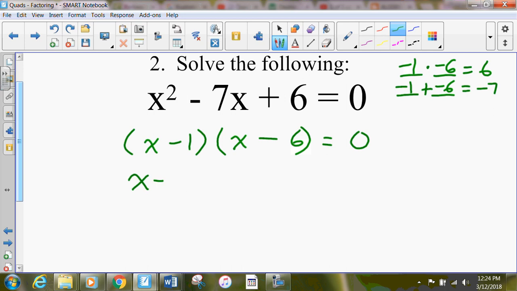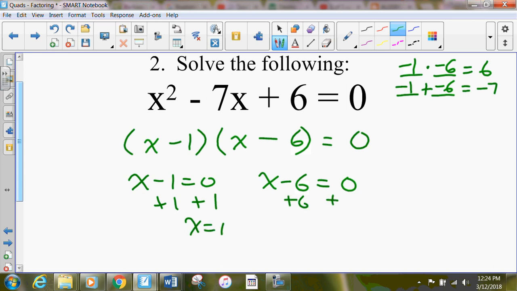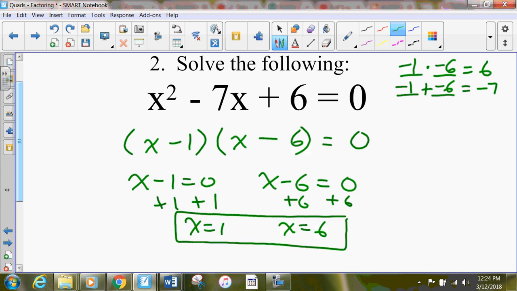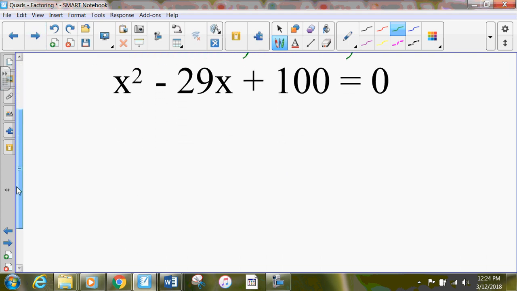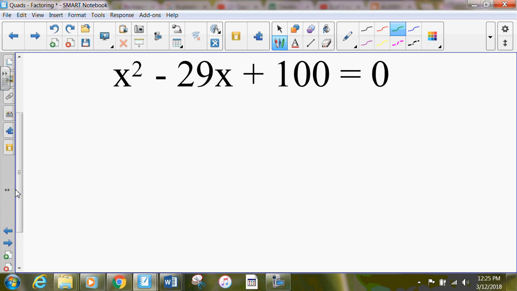So it's in factored form, so we're going to set each of these factors equal to 0. We're going to solve for x. We're going to get that there are two answers that make this trinomial equal to 0 when you plug them in for x. All right, marker board. Go ahead and pause and unpause when you have figured out the answer.